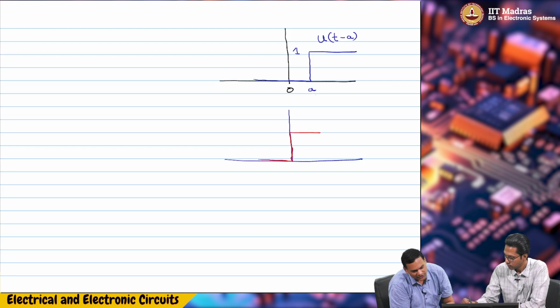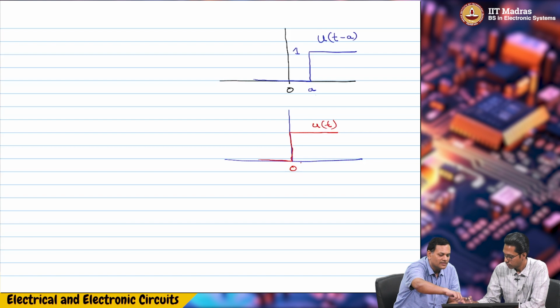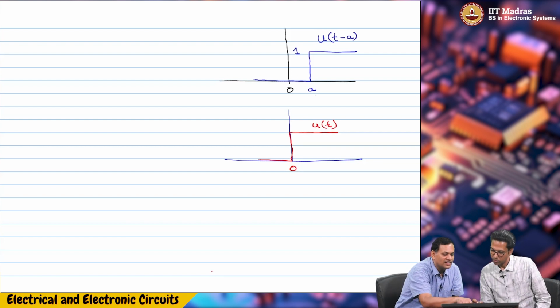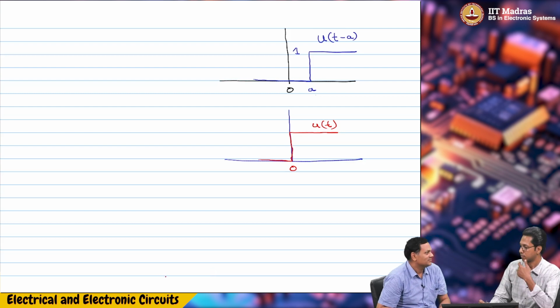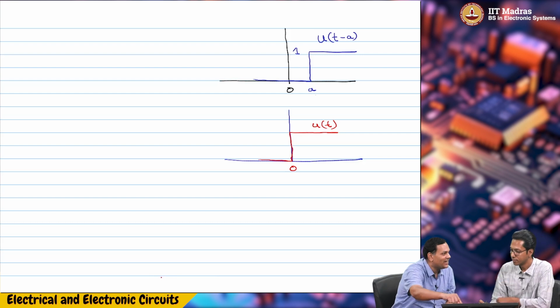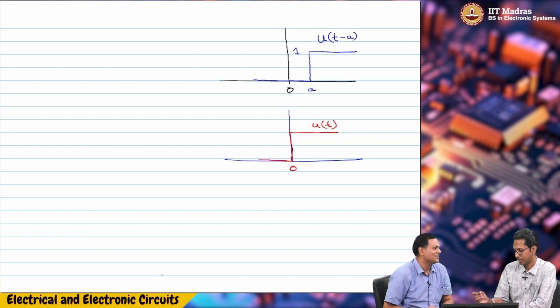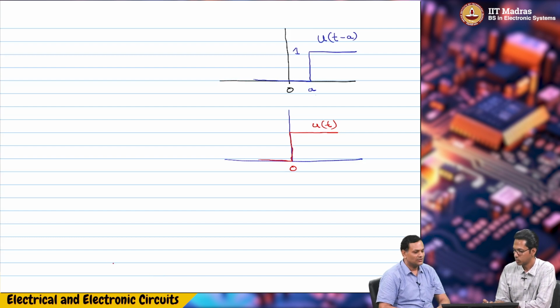Because for this new function, the value at t equal to 0 is the value of the original function at minus a. Exactly. So that's why this is u of t minus a. It works. At t equal to a, it is the step. U of 0, and here it is u of 0 again. So I think that's quite logical.